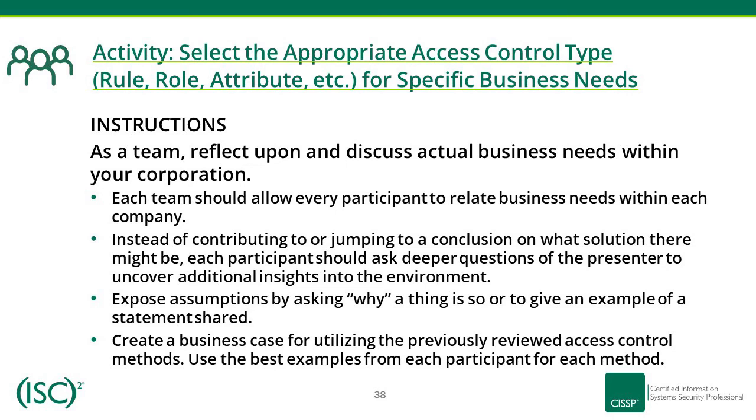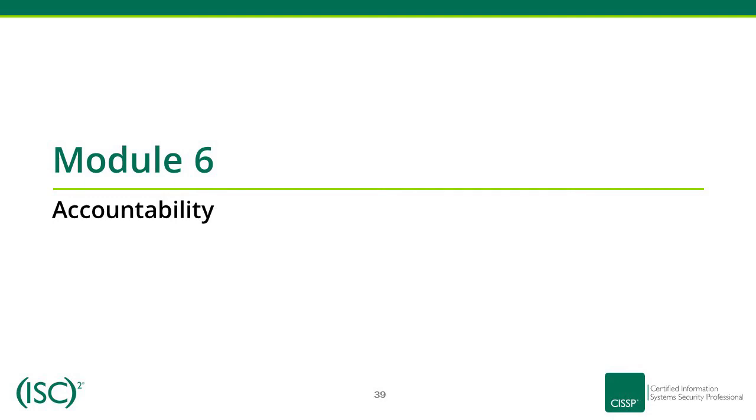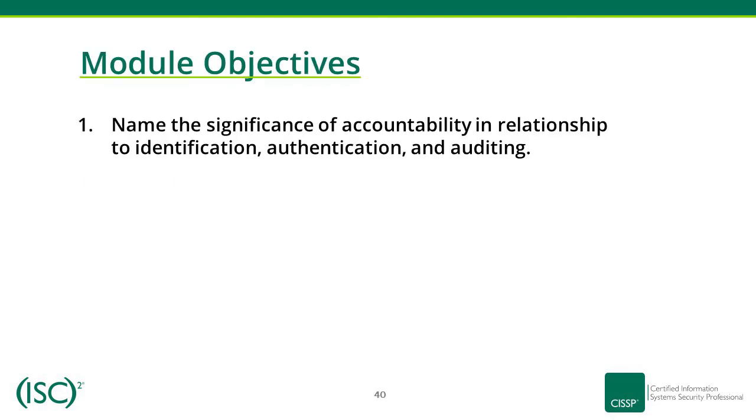Create a business case for utilizing the previously reviewed access control methods. Use the best examples from each participant for each method. Module 6. Accountability. Module Objectives. 1. Name the significance of accountability in relationship to identification, authentication, and auditing.